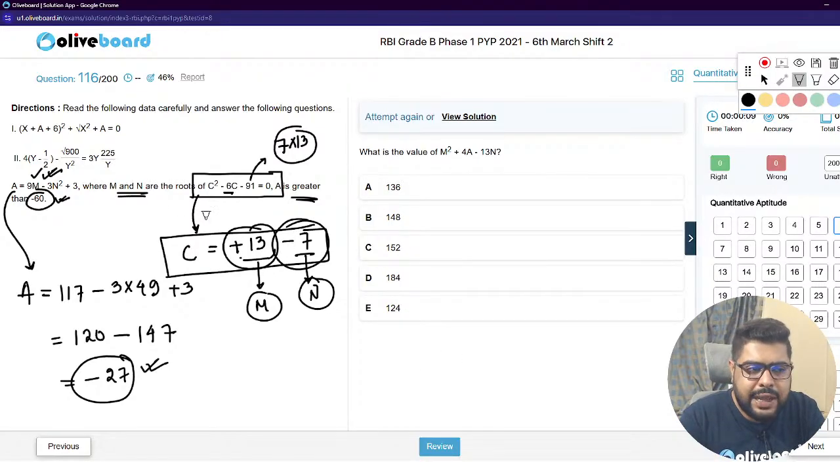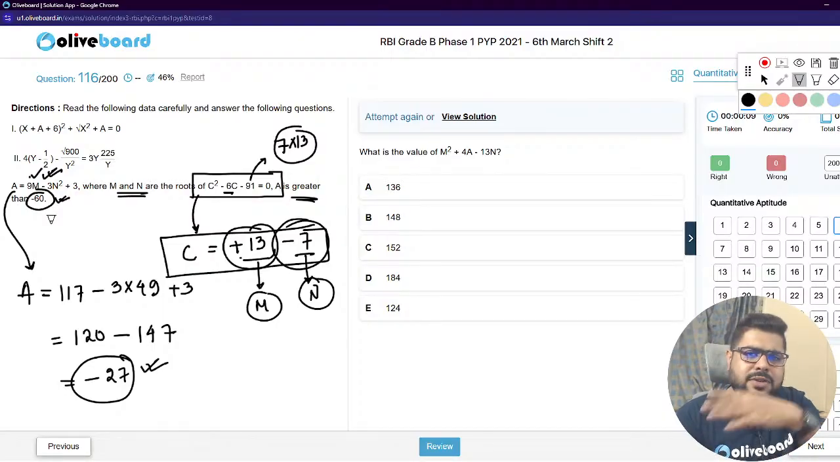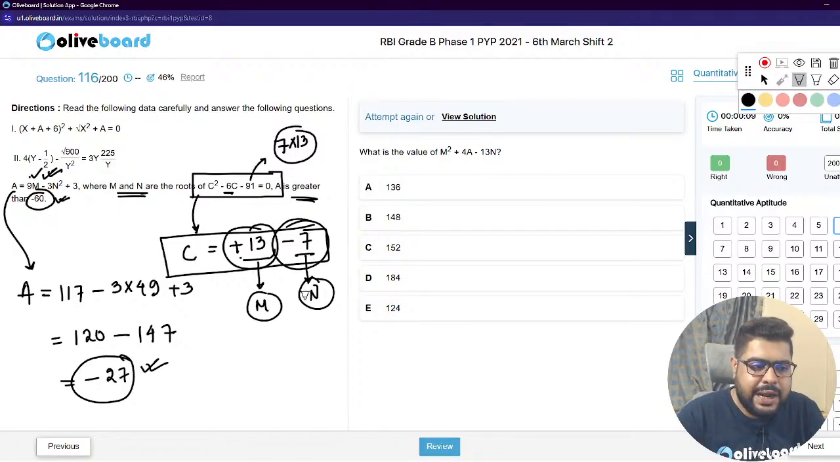If I put M as -7, so this is minus, this itself is minus square, and only plus is 3. Everything else is minus. So it will be a huge value, it will go to the -2300 range. So this we got, sir. And A comes out to be -27.